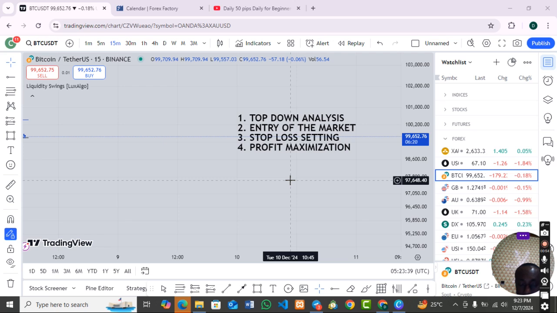You hear most of the people saying, when you want to do analysis, you're supposed to start from the daily time frame. Others prefer the weekly time frame. Others also start from the monthly time frame, and then lastly 3 months time frame.